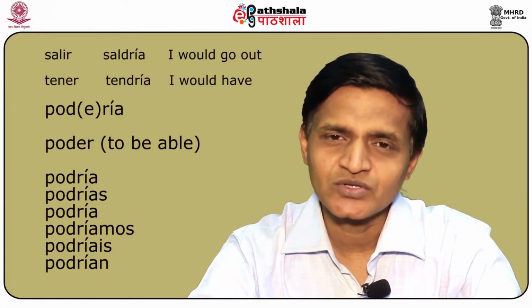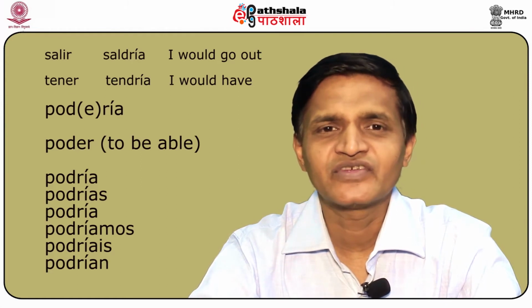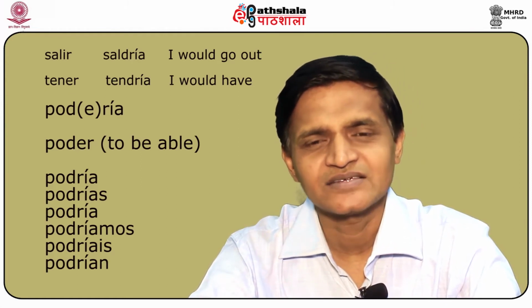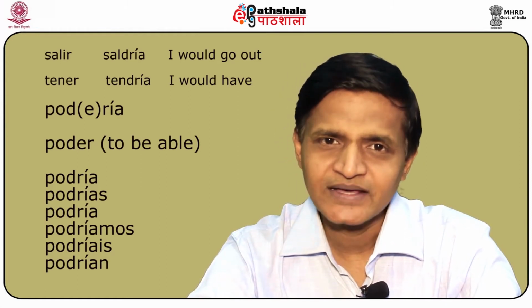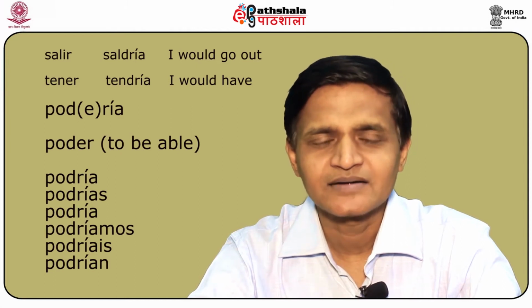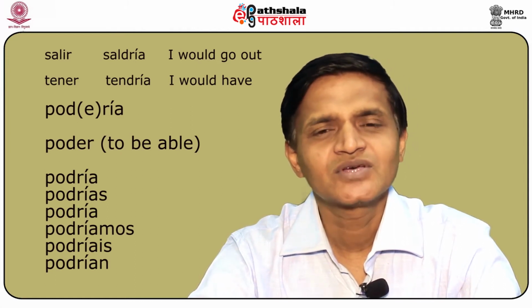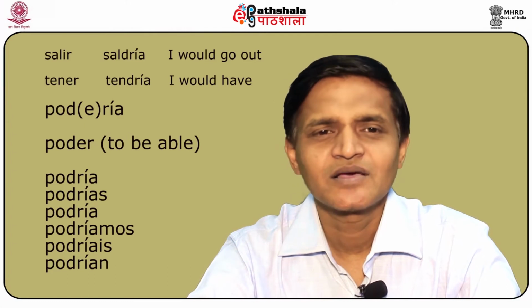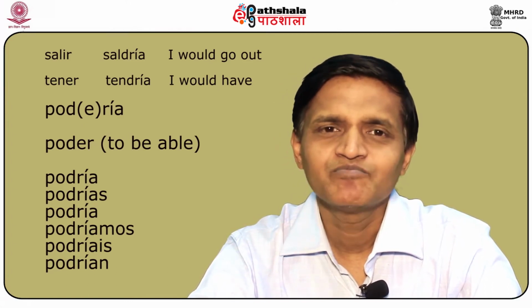Verbs like poder also drop the vowel of the infinitive entirely. So, poder becomes podría, podrías, podría, podríamos, podríais, and podrían.